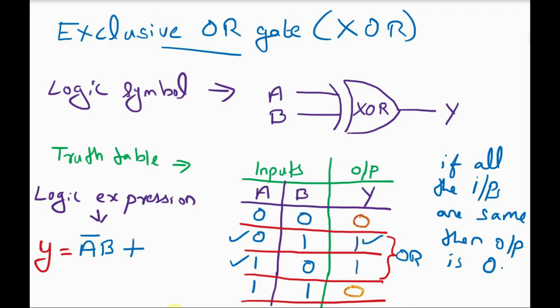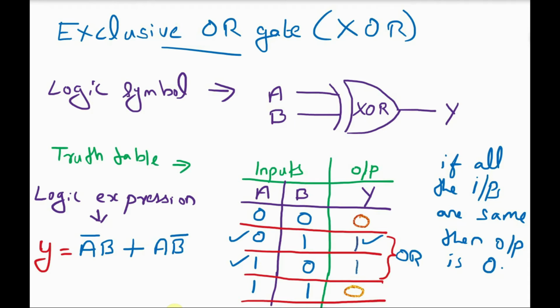Output is also 1 if A is 1 and B is 0. That is A and B bar. That is B is 0, that is B bar. So this is the condition. This is what we get from the truth table. So second and third condition, the output is high.